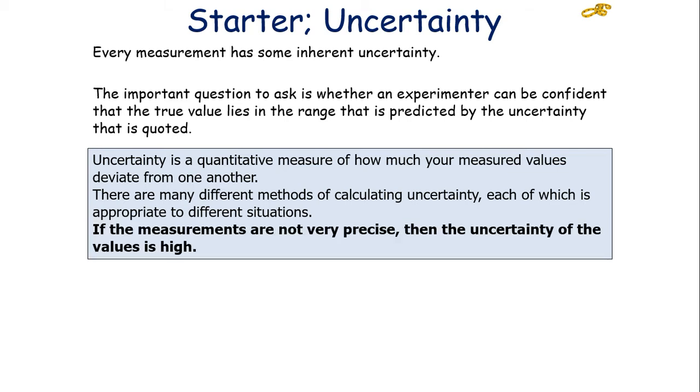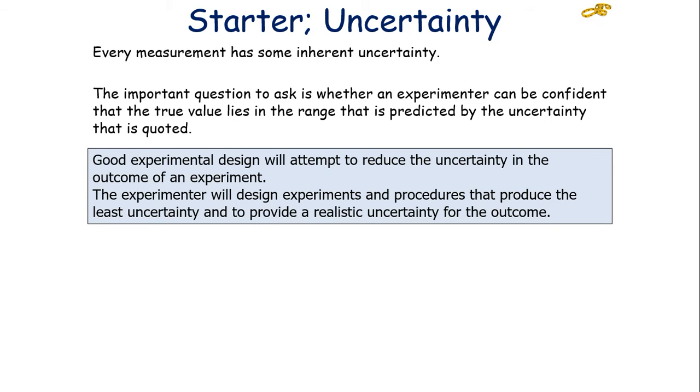If the measurements are not very precise, they vary in their repeats, then the uncertainty of the value is very high. Good experimental design will attempt to reduce the uncertainty in the outcome of any experiment. The experimenter will design experiments and procedures that will produce the least uncertainty and provide a realistic outcome, and a realistic uncertainty for those values.